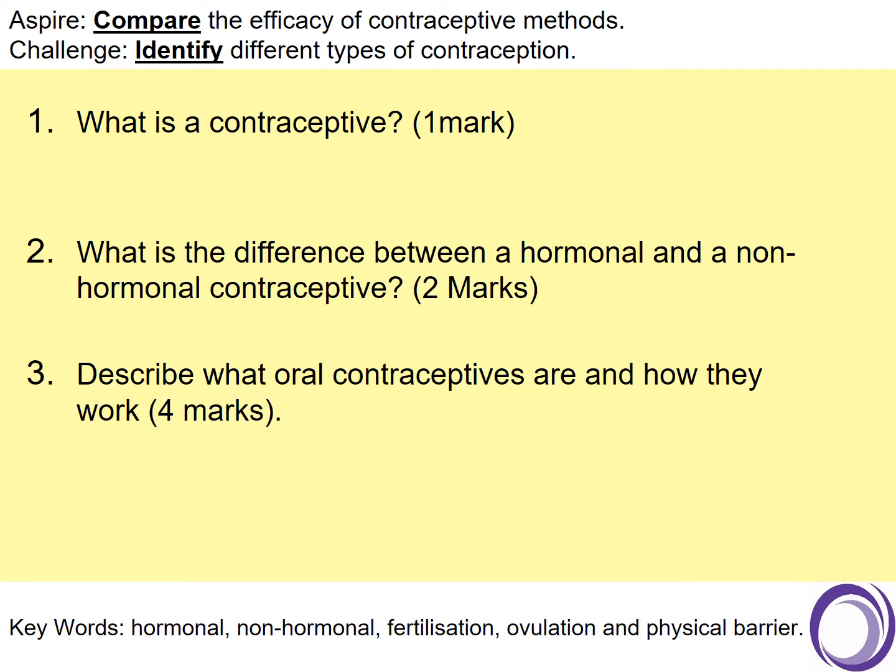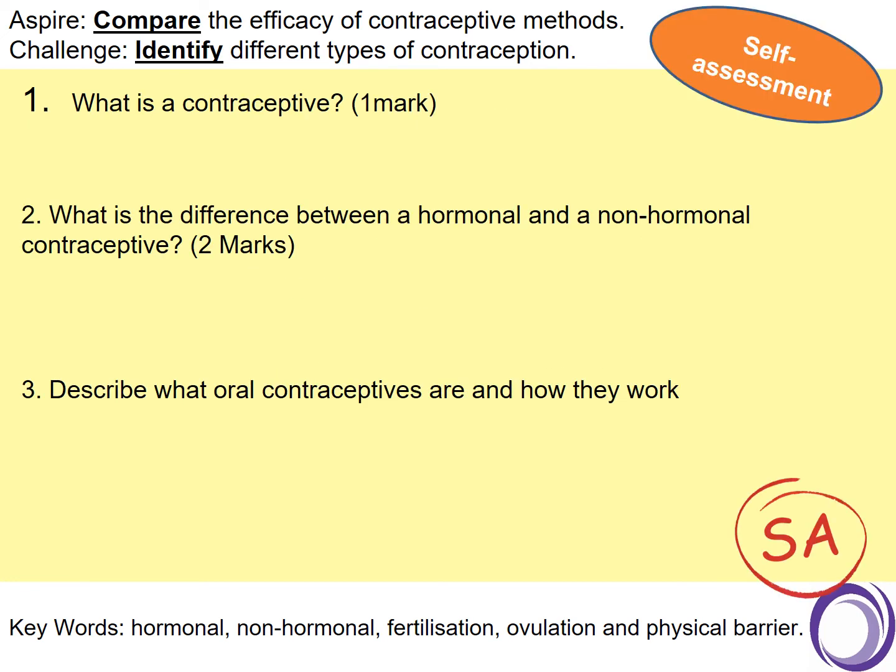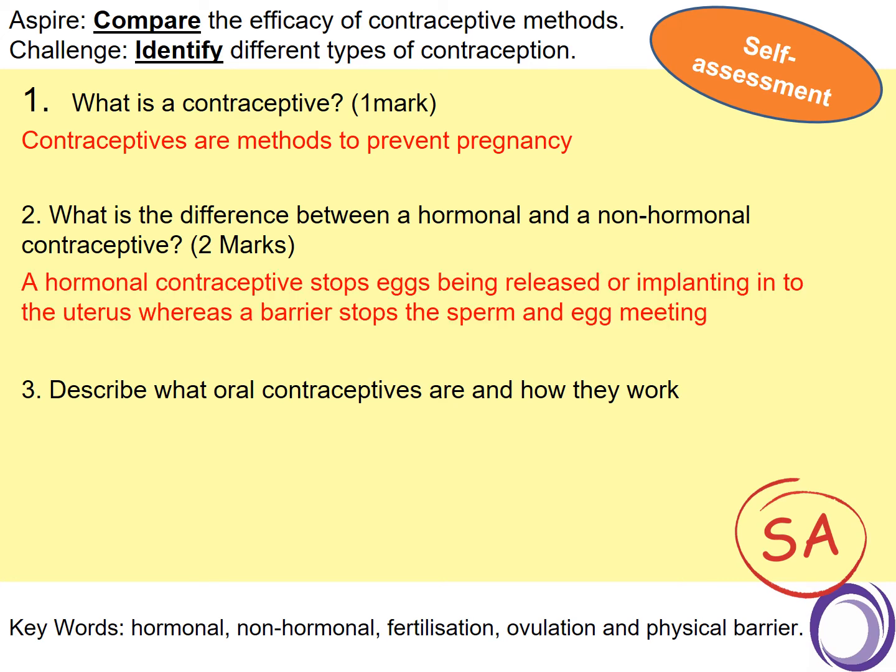Okay, that should be plenty of time. So let's have a look, and you can self-assess and improve your answers if you need to. So in terms of what is a contraceptive? So contraception is a method to prevent pregnancy. And the difference between hormonal and non-hormonal contraceptives: a hormonal contraceptive stops eggs from being released or implanting into the uterus, whereas a barrier stops the sperm and the egg from meeting.